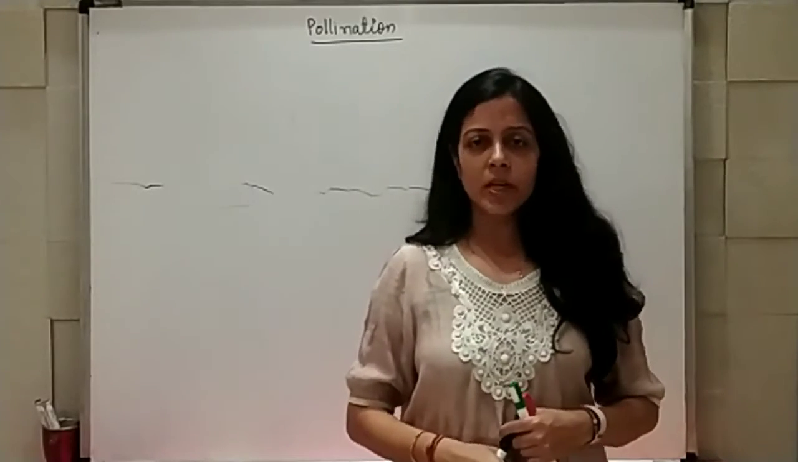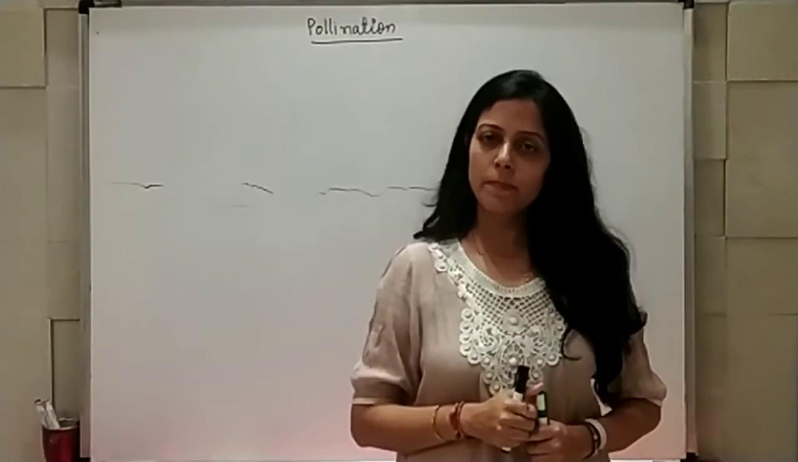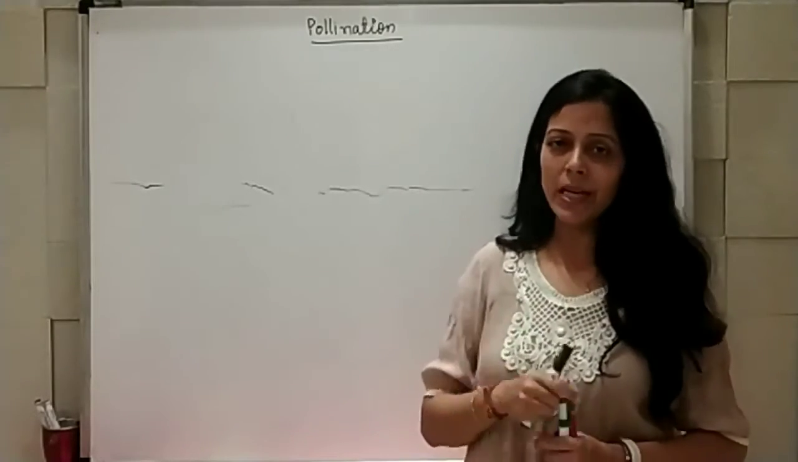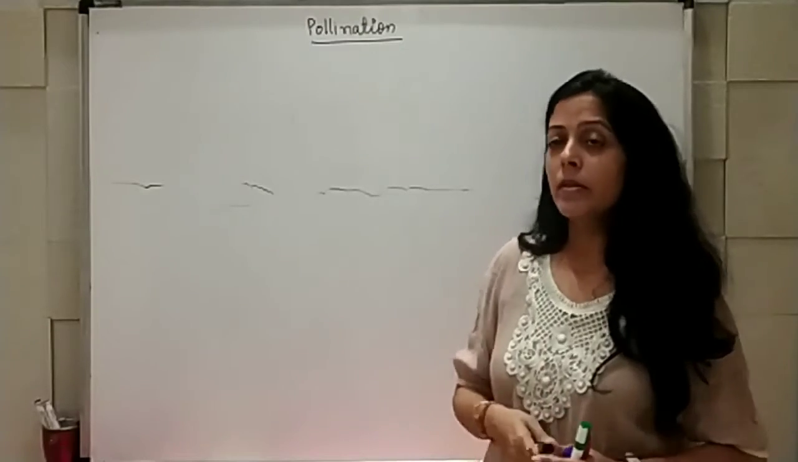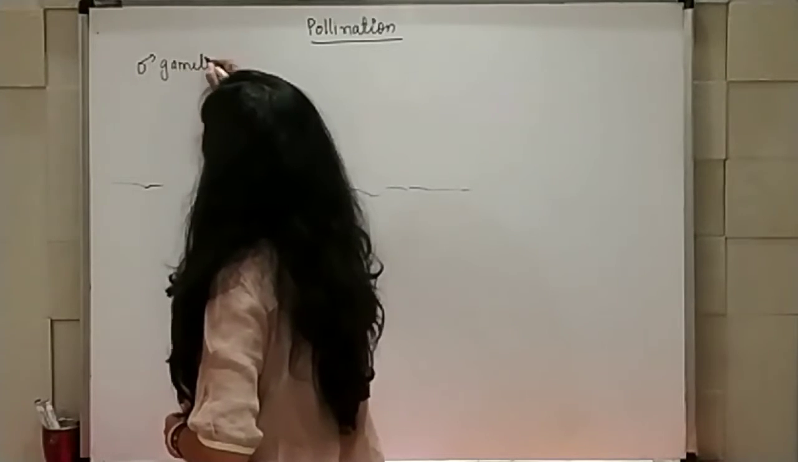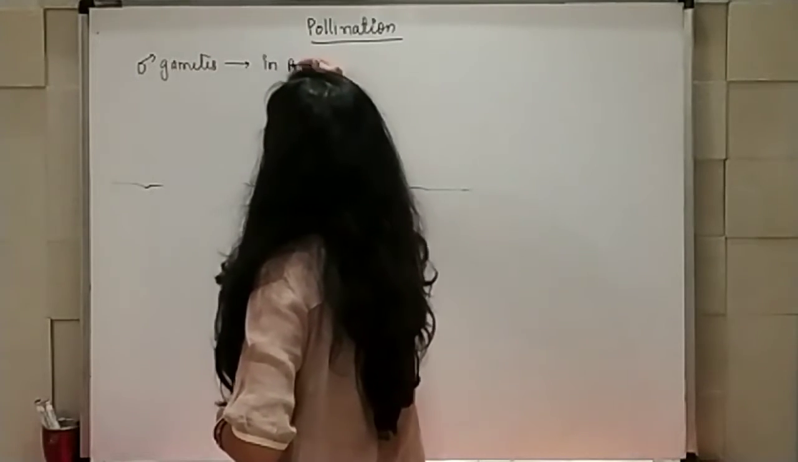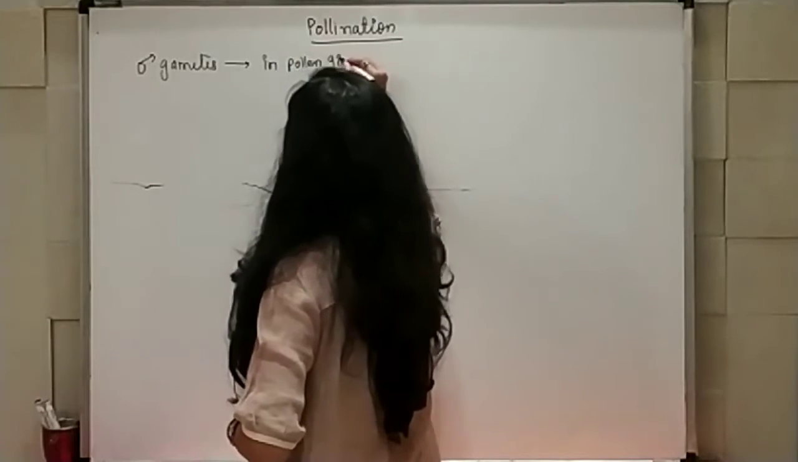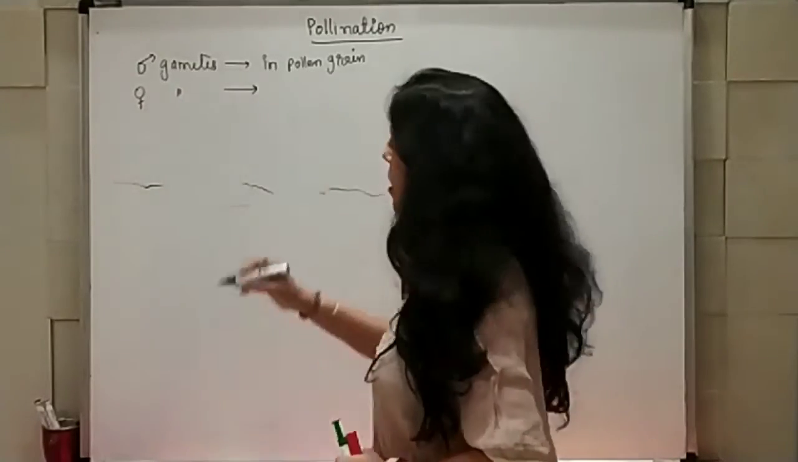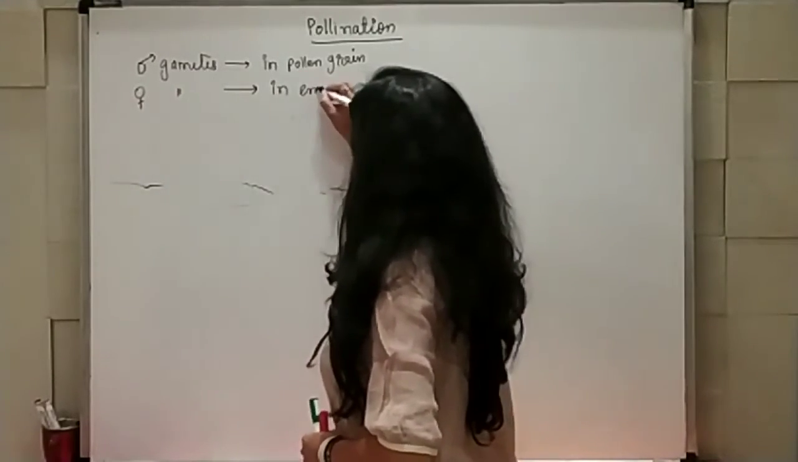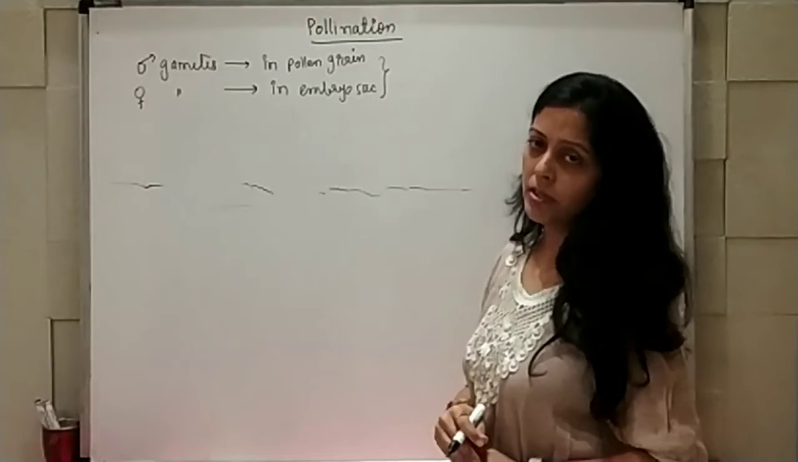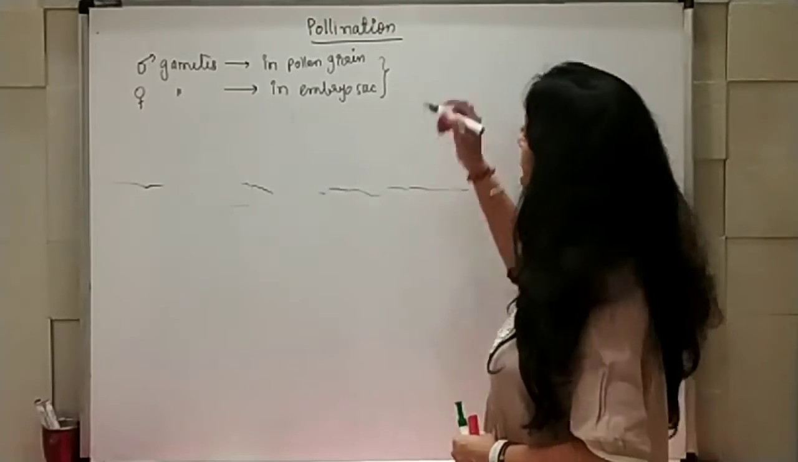So students, now we are going to start with the next topic, that is known as pollination process. We have already studied in previous lectures that male and female gametes have been formed. The male gametes have been formed in pollen grain. Same way, the female gamete have been formed within embryo sac. And both these structures, male and female gametes, are non-motile.